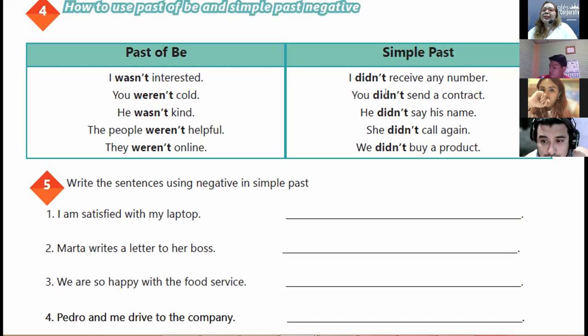Now, let's see the simple past now. We said we use did, not, and the verb infinitive, right? So: I didn't receive any number. You didn't send a contract. He didn't say his name. She didn't call again. We didn't buy a product, okay?